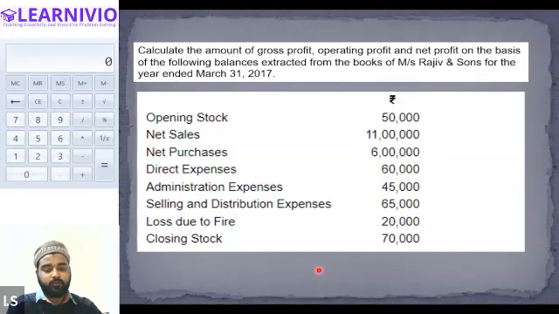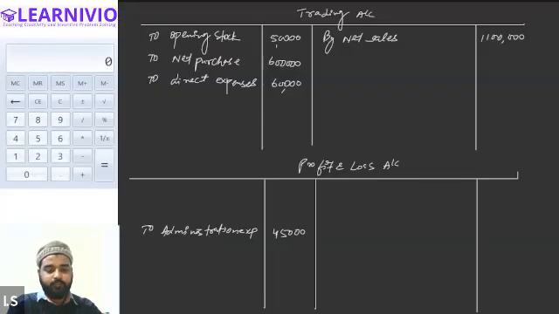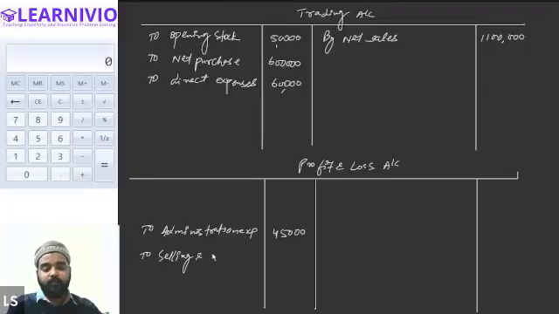Again, what kind of loss or what kind of expense is it? Selling and distribution, direct or indirect? Indirect expense. Selling and distribution is related to indirect expense. Selling and distribution expense was 65,000.